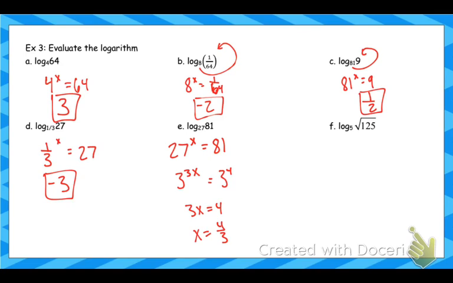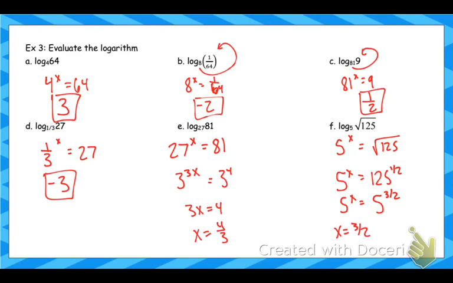All right, and then let's look at our last one. 5 to the something power is equal to the square root of 125. So this is another one that's pretty hard to see. So again, I'm going to start by rewriting it. So the square root of 125 is 125 to the 1/2 power. 125 is the same thing as 5 to the third power. So the square root of 125 is 5 to the 3/2 power. Well, once it's rewritten, they have the same base, so x is going to equal 3 over 2.